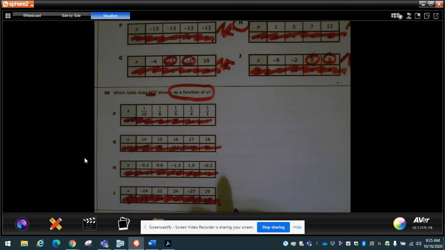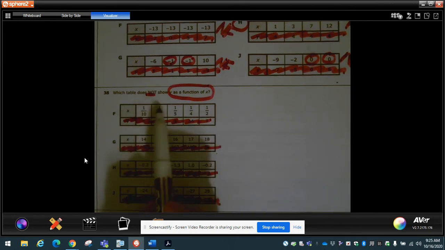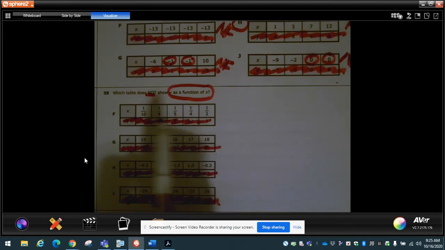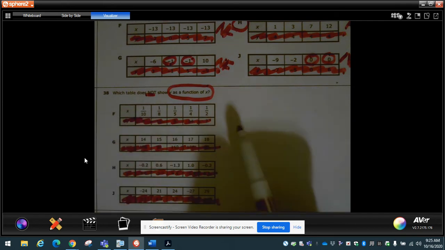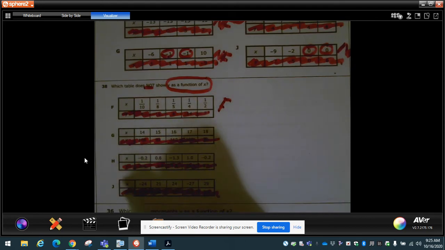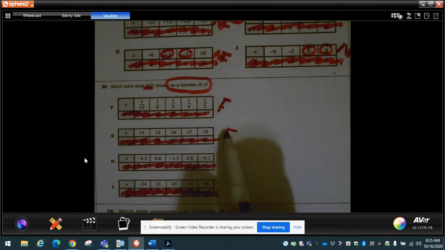So now let's look at F. So here we have that x is 1/10, 1/8, 1/5, 1/4, and half. Well, that is a function because none of our x's repeat. So I'm going to put F next to it. Now let's go to G. Here we have that x is 14, 15, 16, 17, and 18. This is also a function because none of my x's repeat.